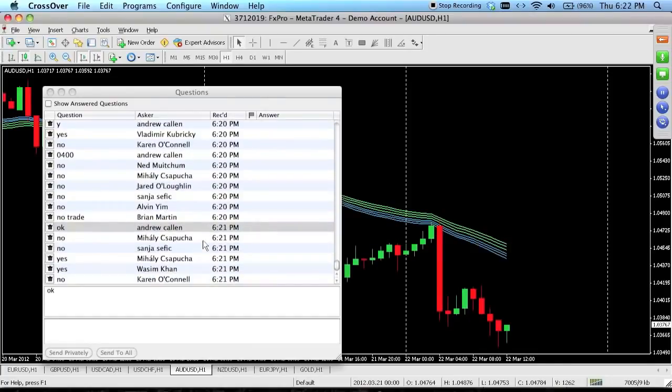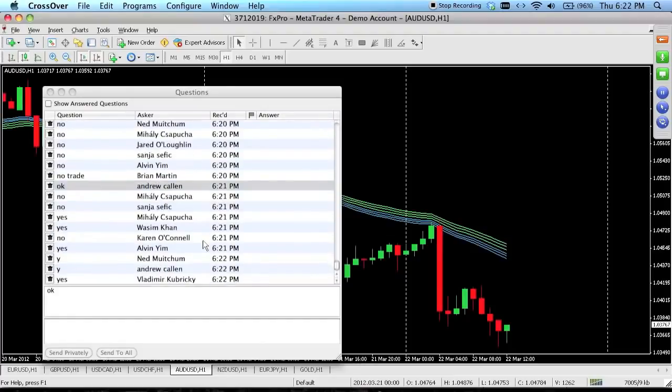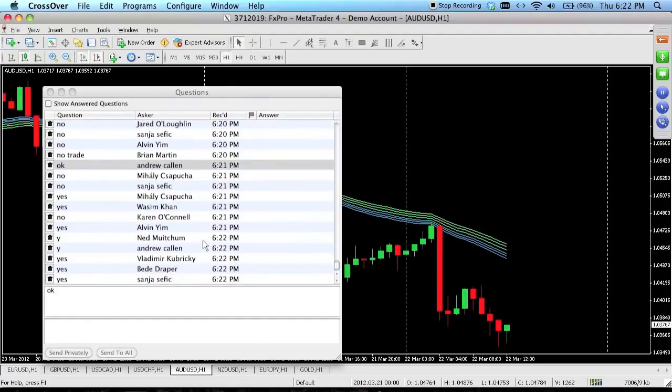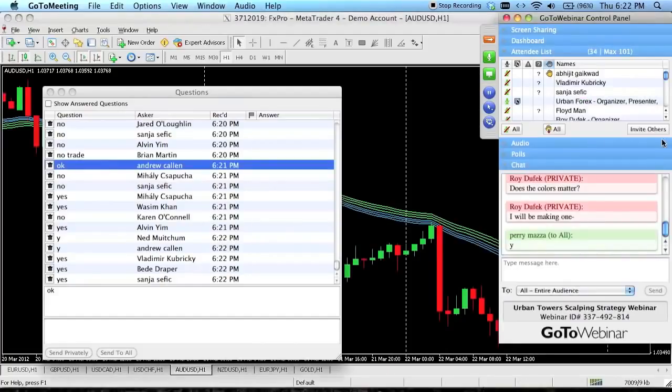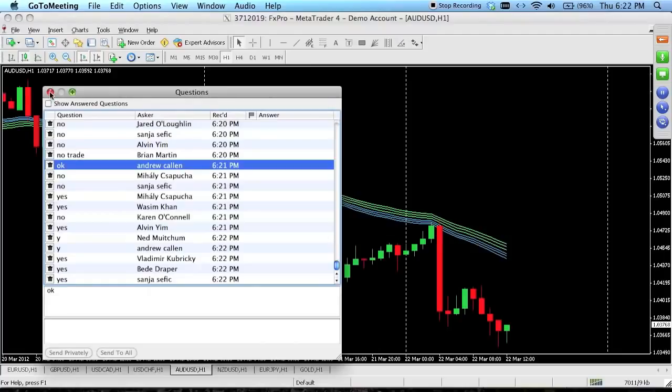Yes, yes, no. Yes, yes, yes. Okay, good. Those of you who said yes, very, very good. Let's take a look at this. We have a very beautiful trade on Aussie dollar that happened today. And Perry says yes also. Even our organizer is excited now. Okay, great. Let's take a look at this now.